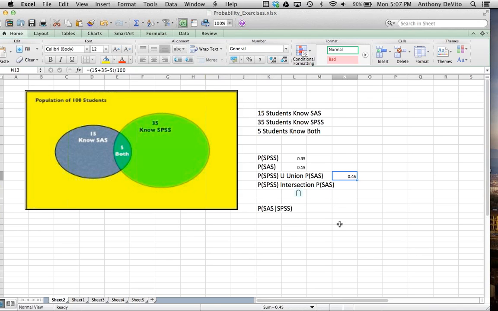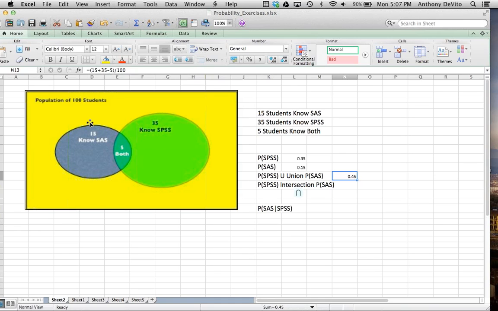Okay, good. You get the idea that there's an overlap there. So it's really these 15 and those 35. If they didn't overlap with one another, then it would be 15 and 35. But since there's overlap, there's 5 individuals that know both. So it's 10 here, 5 here, 35 here.